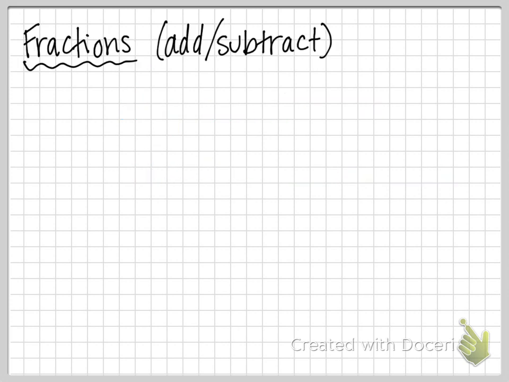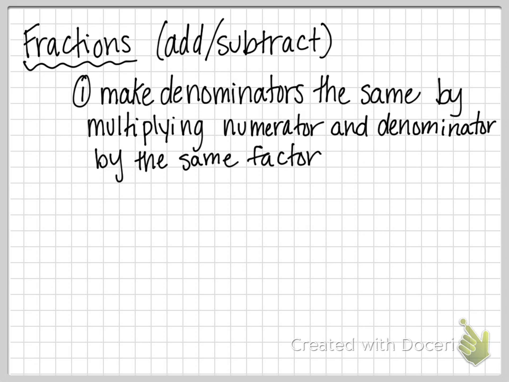To add or subtract fractions, the key here is that you have to get a common denominator before you can add or subtract fractions. So make the denominators the same by multiplying both the numerator and the denominator by the same factor. Technically you're multiplying by 1, multiplying the top and the bottom by the same number, which equals 1, in order to get a common denominator. You cannot add or subtract without a common denominator. Okay?